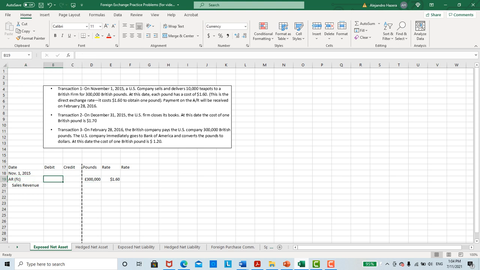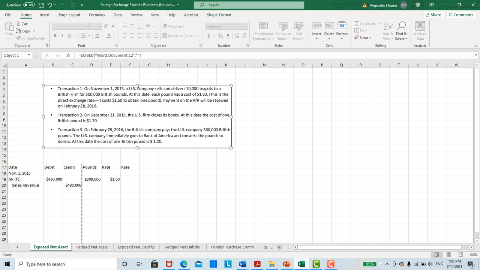The value of this receivable, and in essence that revenue, is going to go up and down as the exchange rate goes up and down. So let's just go ahead and do this. We're going to take 300,000 times $1.60. It's going to give us $480,000. So that's what our receivable is worth today. It will go up and down as the exchange rate changes. And of course our sales revenue is equal to that amount right there. So that takes care of this first transaction right here.